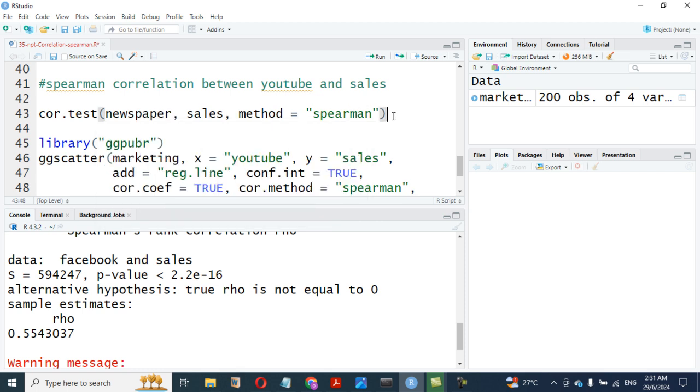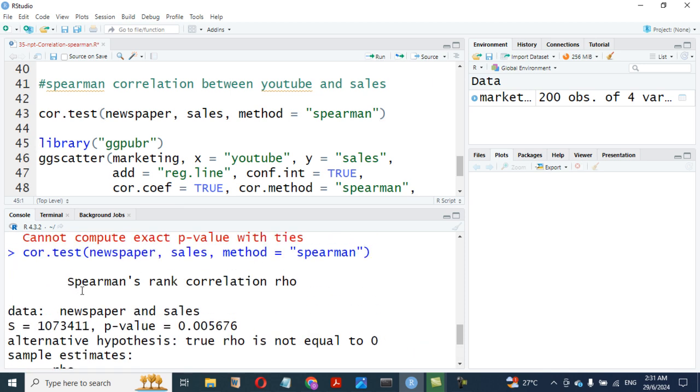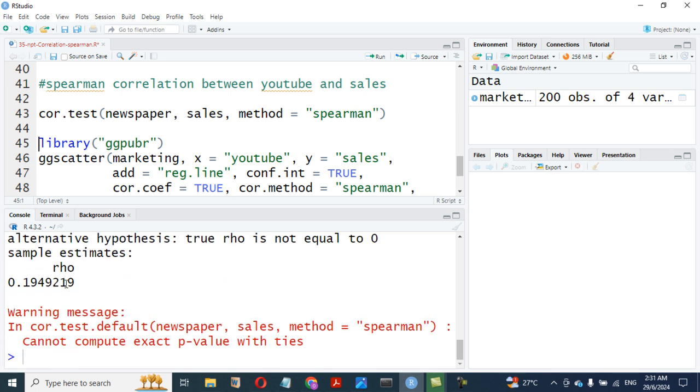That one was 0.22 then. If I can remember, that one is 0.19. It is so poor, right? Even though it is significant here, it means that the relationship is not strong. It's not negative, yet it's not strong.